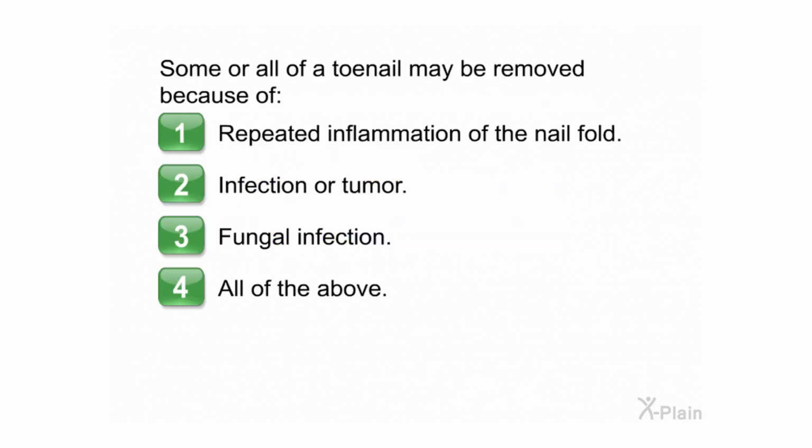Some or all of a toenail may be removed because of. Choose one of the following options. 1. Repeated inflammation of the nail fold. 2. Infection or tumor. 3. Fungal infection. 4. All of the above. Correct.